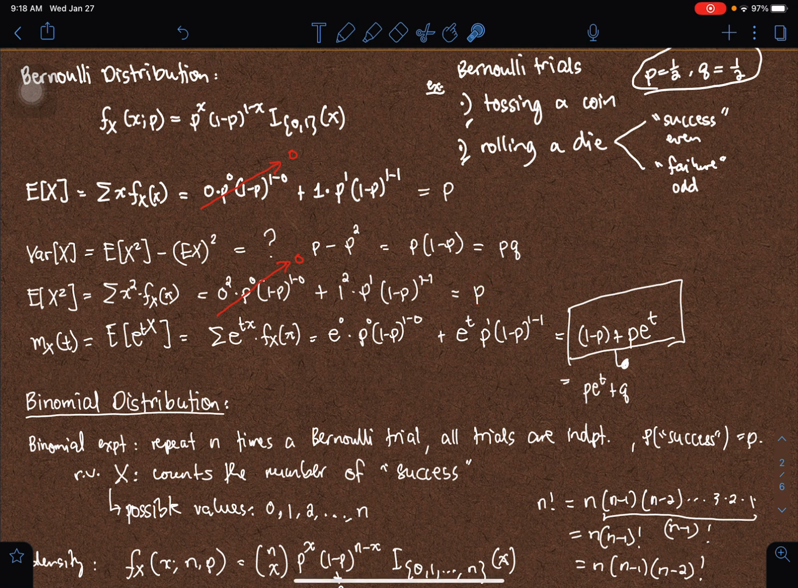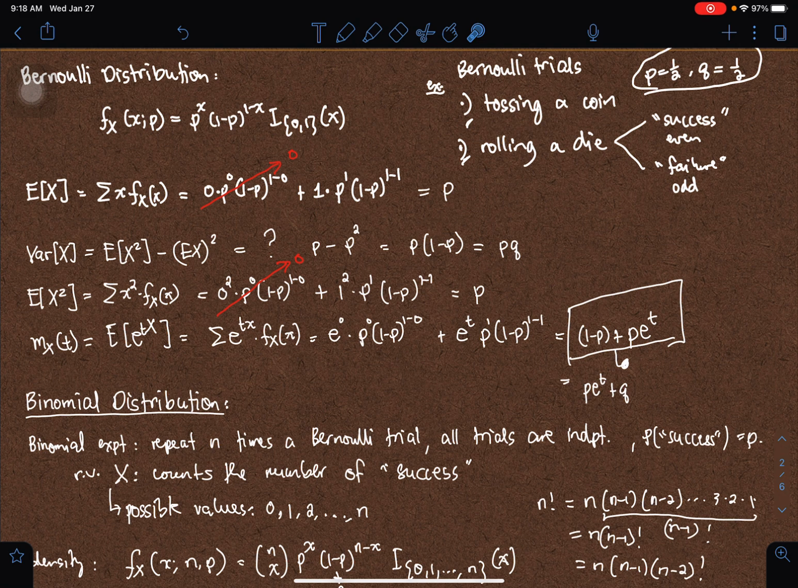Therefore, the variance will be p minus the square of the expected value, or p squared, and therefore that is just equal to p times 1 minus p. Now here, we will be using q for the number 1 minus p.